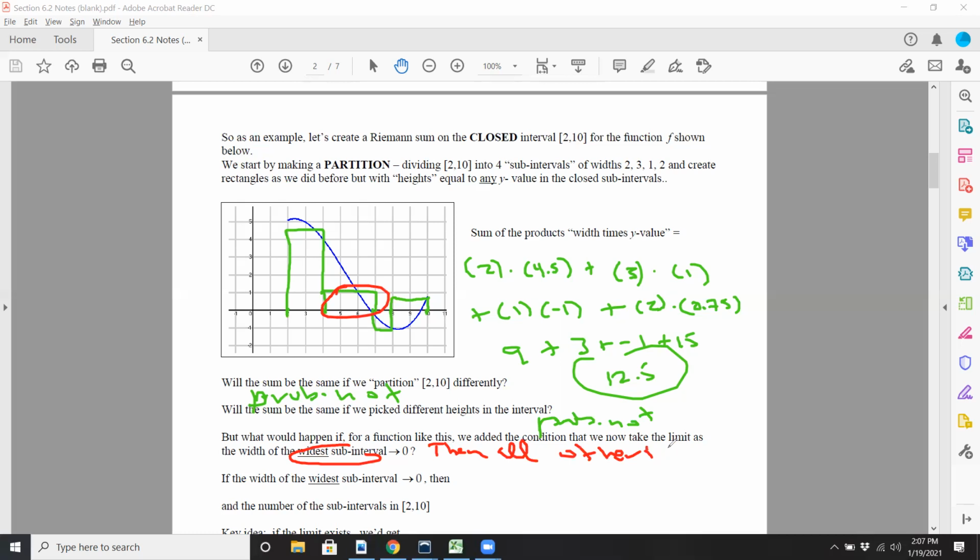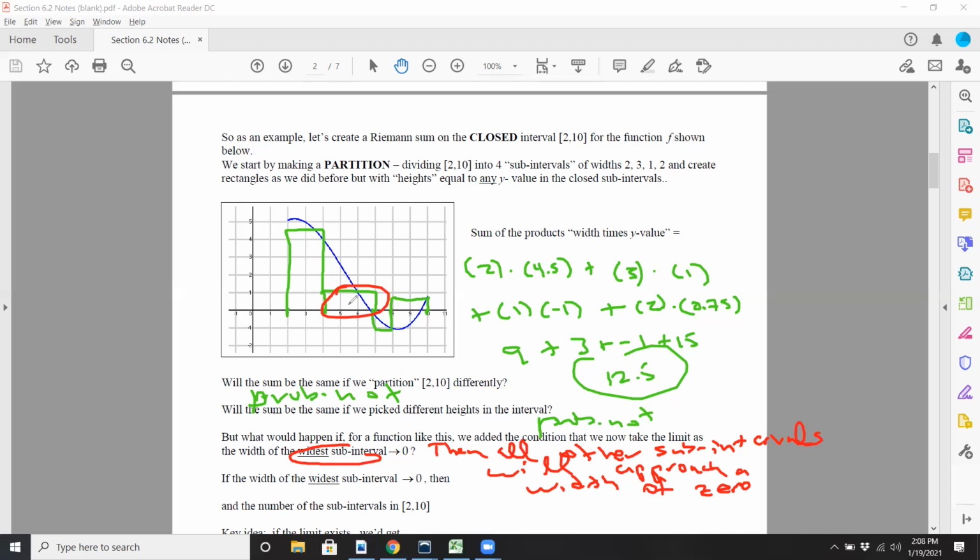Or all other subintervals. Let me be more proper with my language, because it's an interval within an interval that we're dealing with. Remember, the whole interval we're dealing with is 2 to 10. We're dealing with intervals within 2 to 10. Then all other subintervals will also approach 0, approach a width of 0. For example, if the widest one's getting to 0.5, then the other ones are going to be less than 0.5, because you want that to be the widest one.